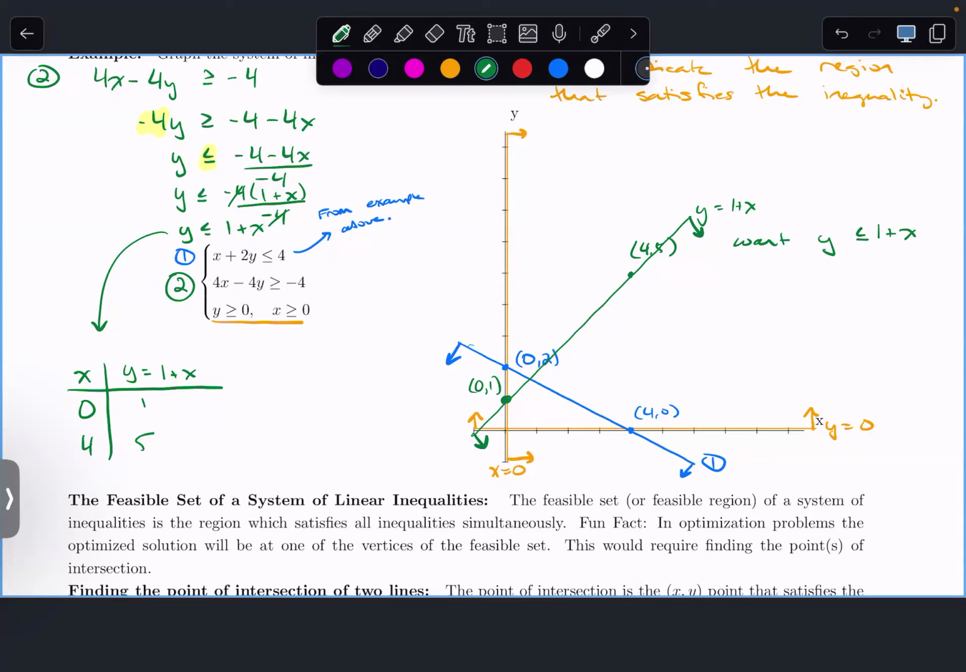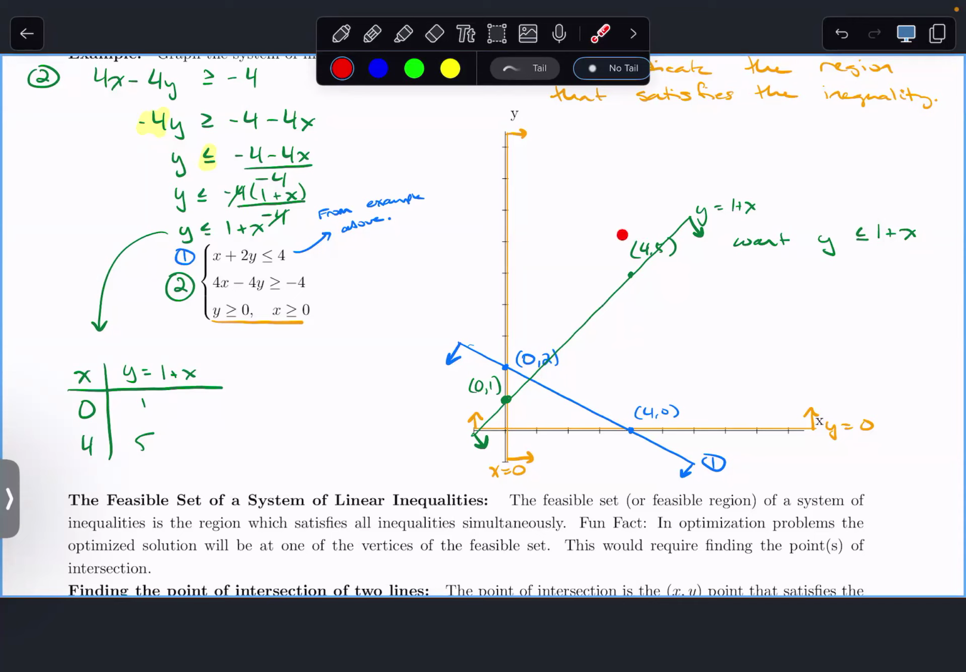But you can test it. You can pick any point on this side of the line, plug it into the equation, and make sure it's true, right? (4, 0) is on this side of the line, right? If y is 0, 1 plus 4, 0 is less than 5, right? So that's true. Whereas if you pick a point up here, let's do, I don't know, (4, 6), right?